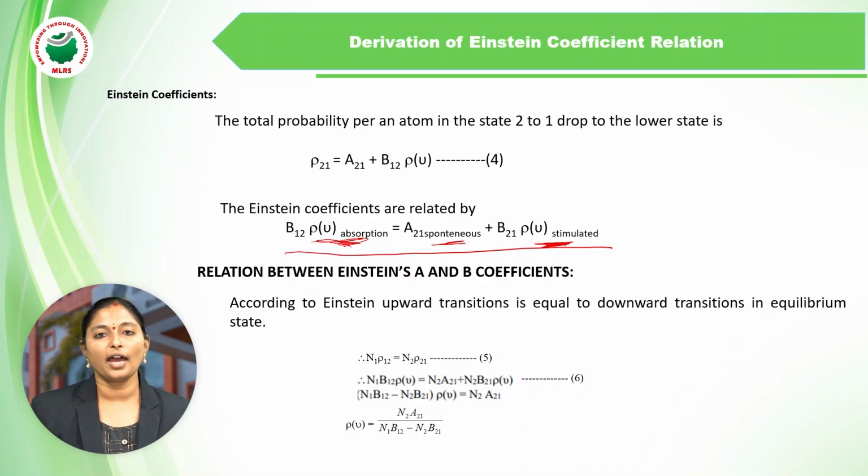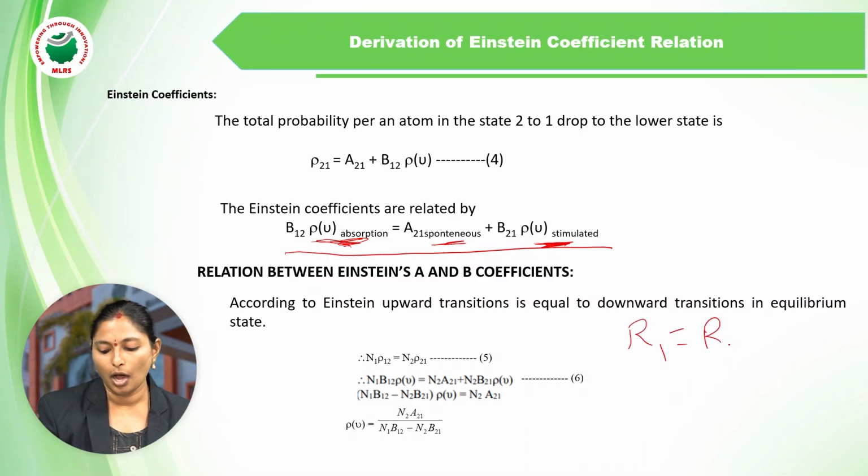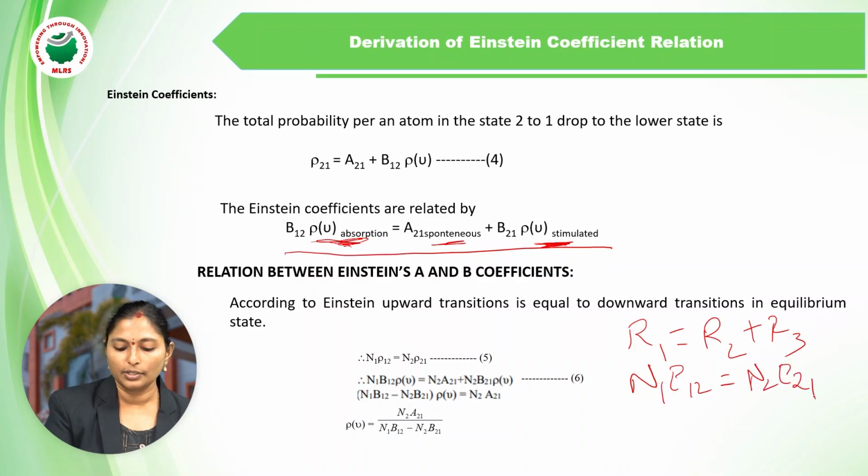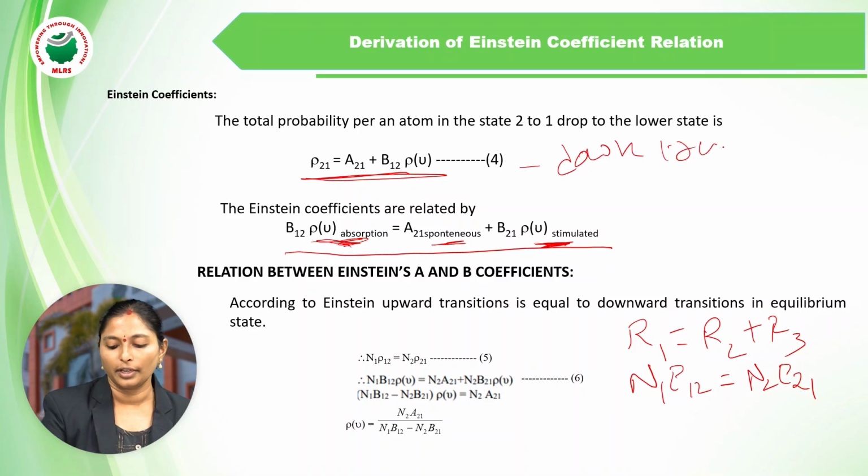Okay. So according to Einstein, at thermal equilibrium, the downward transition equals the upward transition. That means upward transition equal to downward: R1 equal to R2 plus R3. And in another way, we can write N1 rho 12 equal to N2 rho 21. Here rho 21 means the downward transition probability, whereas the upward transition probability is rho 12.